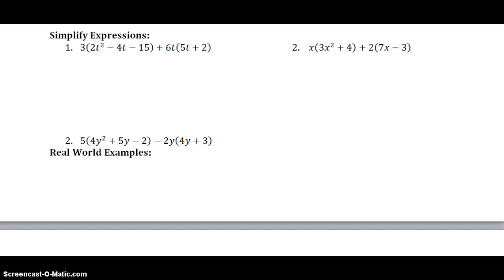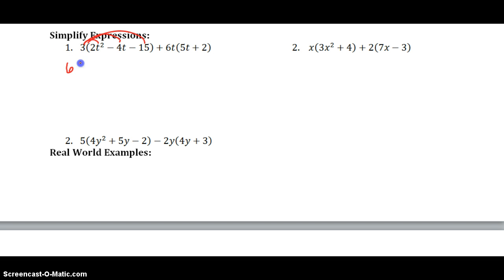Alright, our instructions for this next set of problems simply says to simplify. Well, if we're simplifying, we have to obey whatever operations are involved in this problem. So we're going to need to multiply the 3 times that whole polynomial. Polynomial, it's a mouthful. And then add the product of 6t in the second polynomial. So there's a couple more steps involved in this problem. So the 3 gets distributed. I can do that all at the same time.